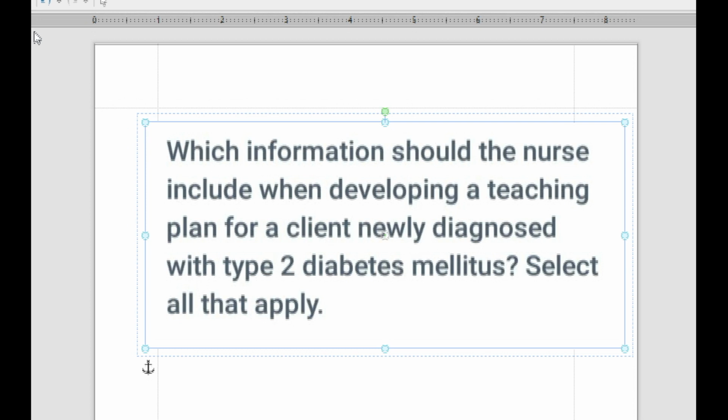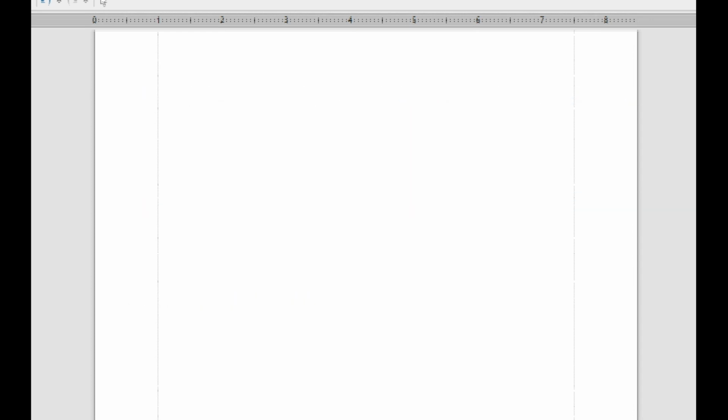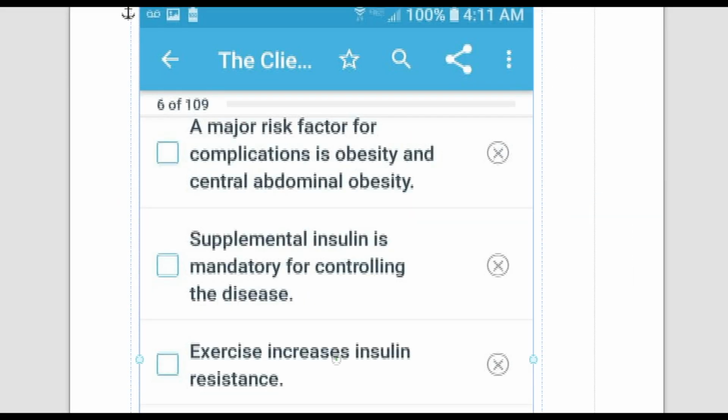In evaluating outcomes, what signs point to improving the client's status, right? So that's what we're looking for. We're looking for answers that will improve the client's status, keeping in mind, were our answer choices effective? All right, so let's look at the answer choices. So these are my choices for the select all that apply.